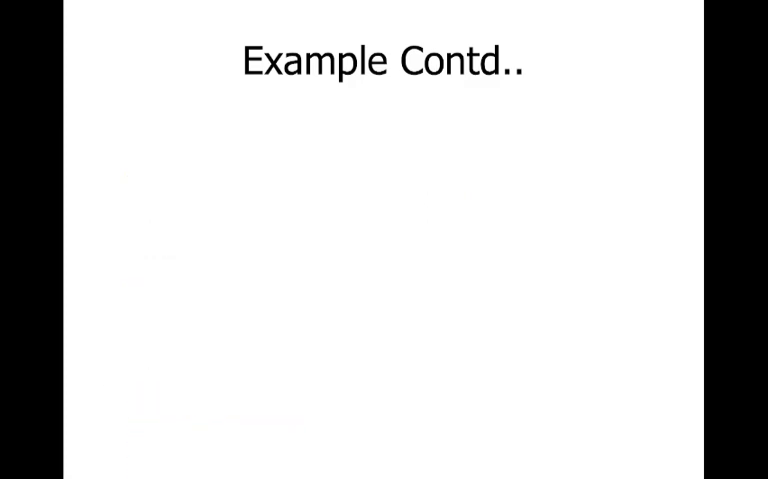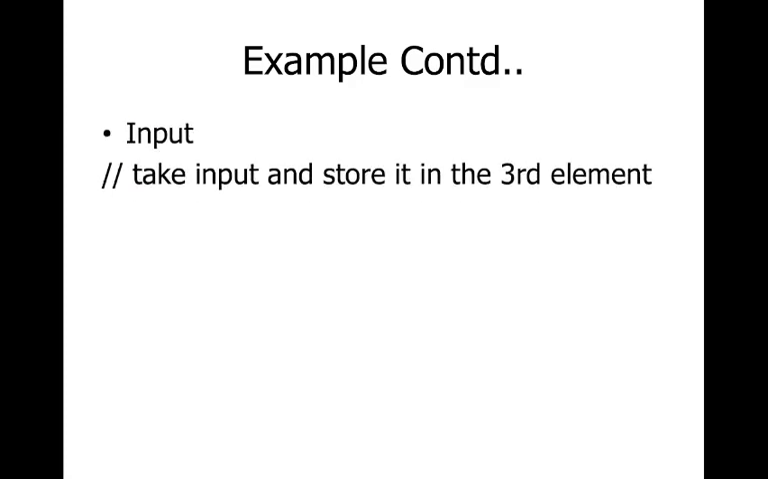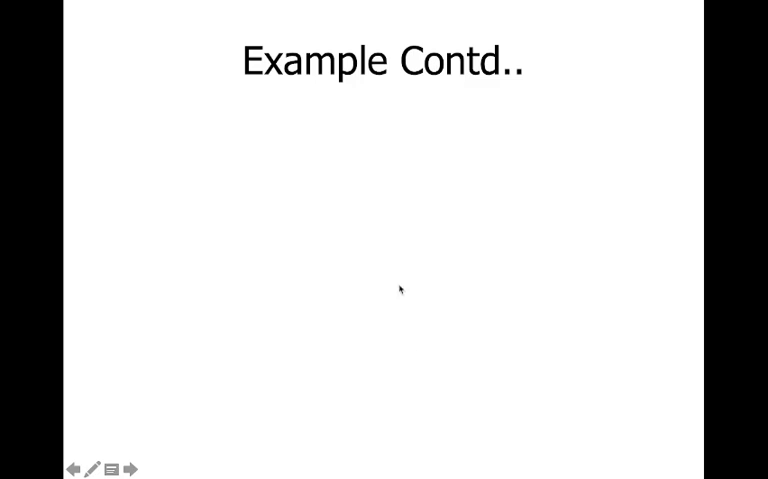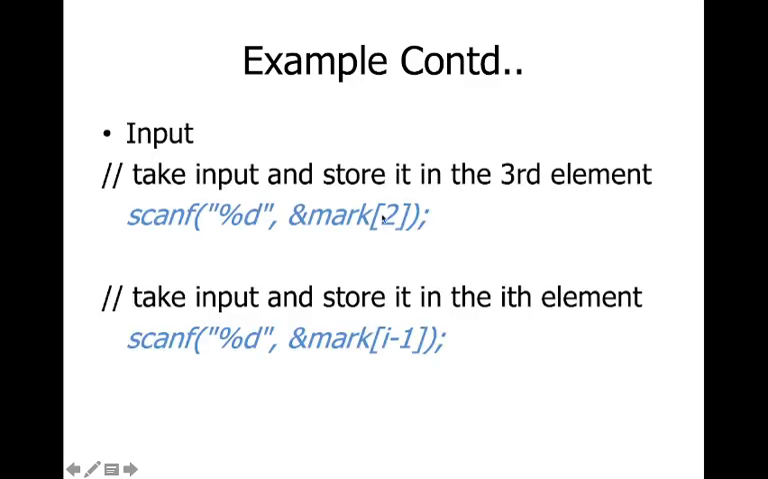That's why we use the address operator. This is the same as with a variable, getting the variable value also. You will simply use ampersand of mark. But here, since it is an array and you want to store it in the third element, you have to use mark of 2. Then take input and store it in the ith element. If it is the ith element, you have to specify i minus 1. So it is the third element, so it is 3 minus 1, it is 2.